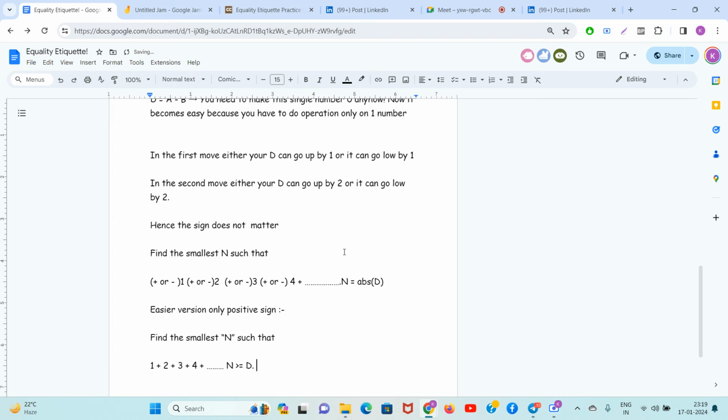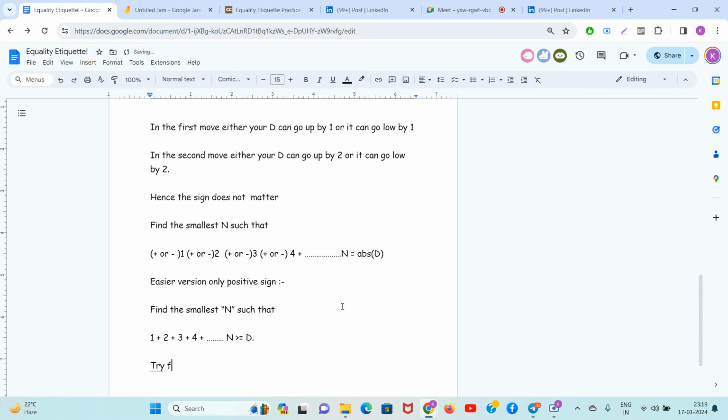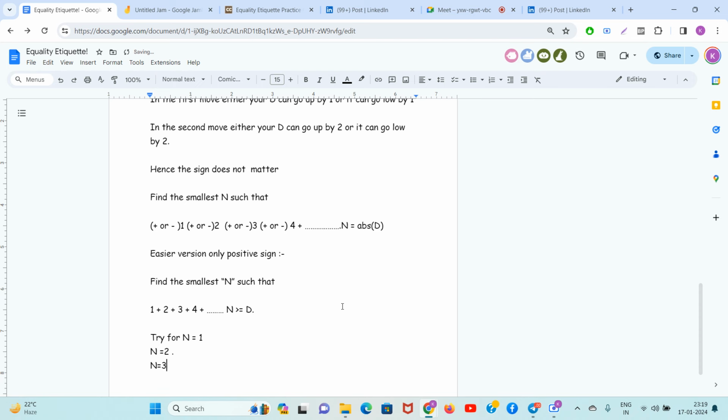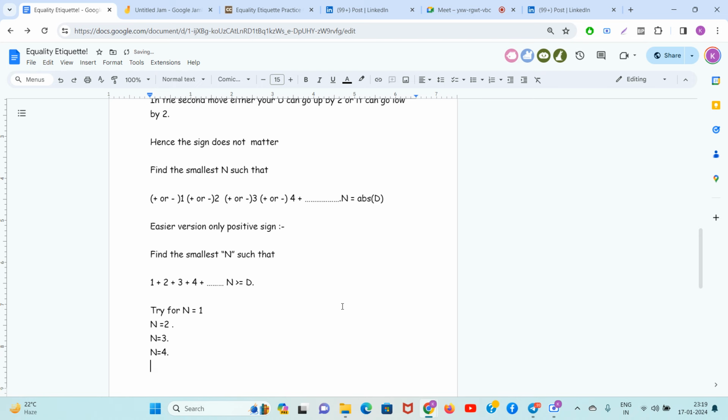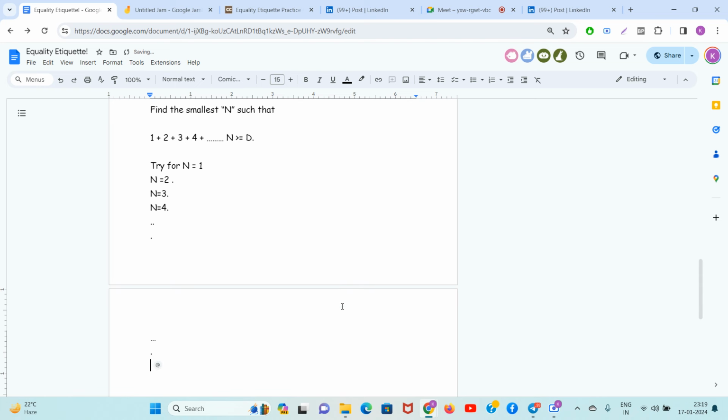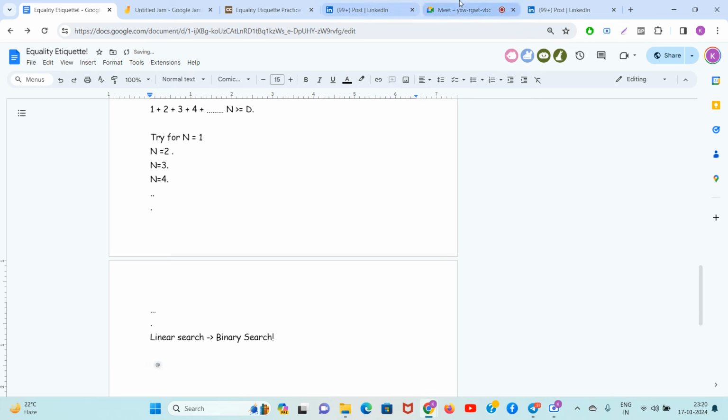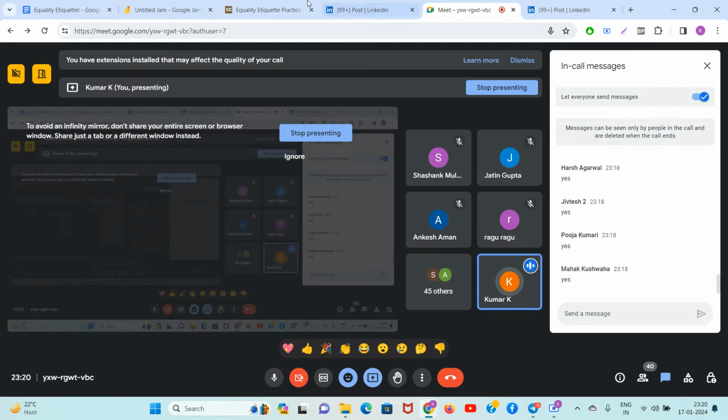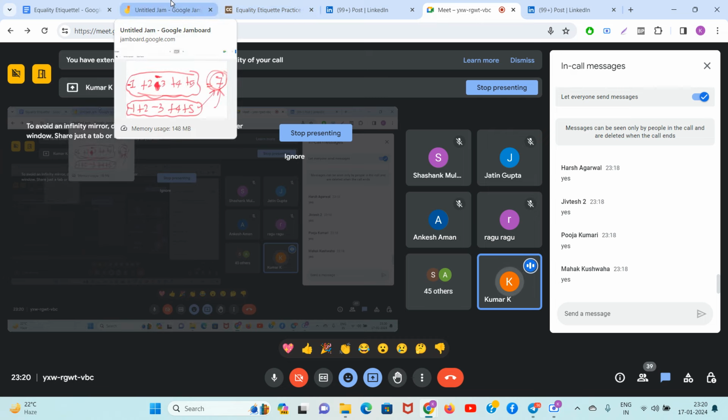Okay. Guys, how will you do that? First, you can try for n equal to 1. If this is less than D, then try for n equal to 2. You can do a binary search, right, guys? N equal to 3. Then n equal to 4. First, you will try to do linear search. Then you can directly jump to binary search, right, guys? Binary search. Guys, do you understand what binary search I'm talking about, right? Yes or no in the chat.